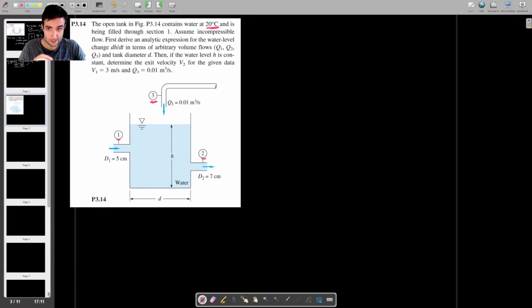So what we have to do is first derive an analytic expression for the water level change dH by dt in terms of volume flows Q1, Q2, Q3. In other words, for the time being, we are assuming that we don't know how much water goes in. So we're going to say that for the time being, Q1, Q2, and Q3 are going to be arbitrary.